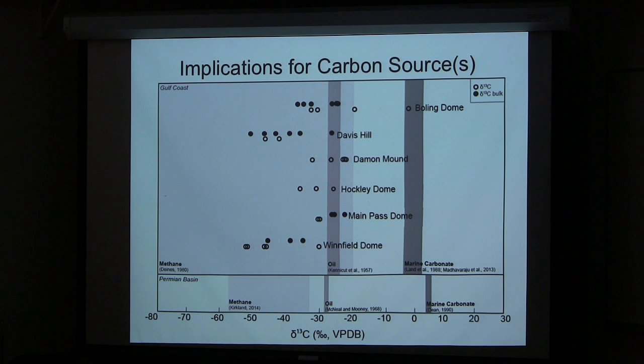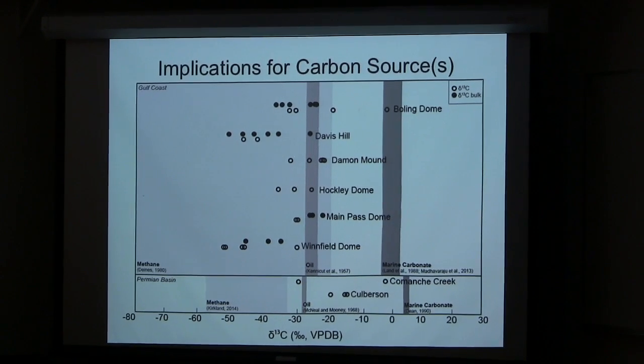And the Permian Basin has the same 3 proposed carbon sources as the Gulf of Mexico cap rocks: methane, crude oil, and also a marine carbonate source. The two studied sites from the Permian Basin were Comanche Creek and Culberson. You can see these values range from near neutral all the way down to highly depleted, all the way down to -29 per mil.